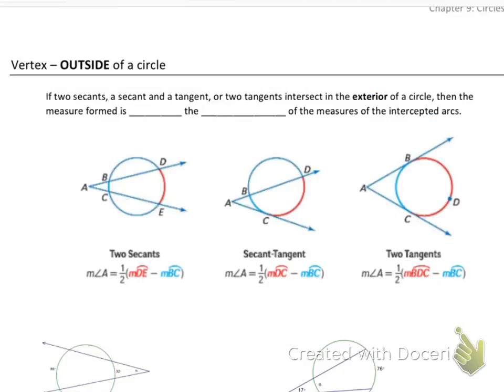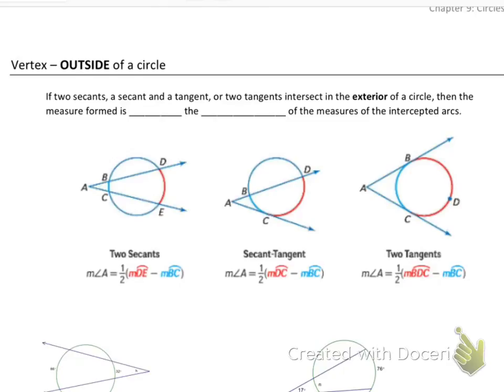These are what happens if they intersect outside of the circle. What happens when they're outside? So remember, if they're inside, we add. They make a little plus symbol, right? If you cross, it makes a plus symbol. This doesn't make a plus symbol. So if two secants, so these are two secants, or a secant and a tangent, we have a secant line, a tangent line, or two tangents, that's our last one, tangent.